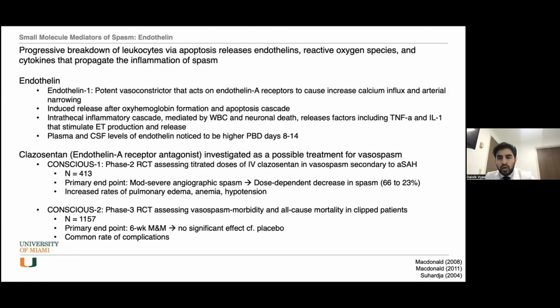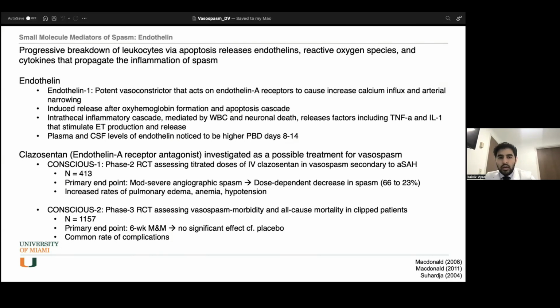So the CONSCIOUS-1 trial, done in 2008, was a phase 2 randomized clinical trial assessing the use of IV clazosentan, an endothelin A receptor antagonist, in aneurysmal subarachnoid hemorrhage and vasospasm. They evaluated 413 patients and assessed whether there was a dose-dependent decrease. And they found one, a reduction in vasospasm from 66 to 23%. But they also noted a complication profile that included pulmonary edema, anemia, and hypotension.